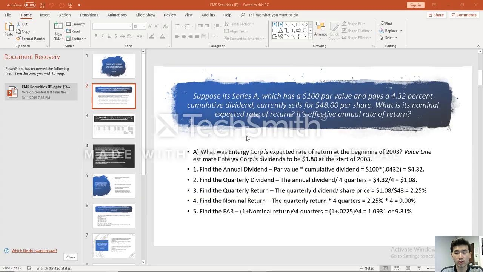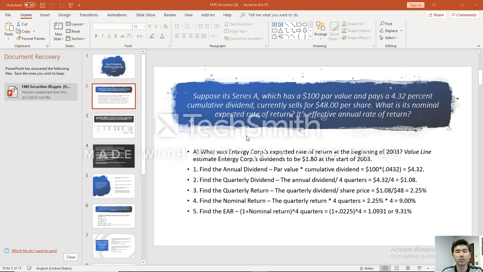So the first question reads, suppose Series A, which has a $100 par value and pays a 4.32% cumulative dividend, currently sells for $48 per share. What is the nominal expected rate of return and its effective annual rate of return? What is Energy Corp's expected rate of return at the beginning of 2003, with Value Line's estimated Energy Corp dividend to be $1.80 at the start of 2003?